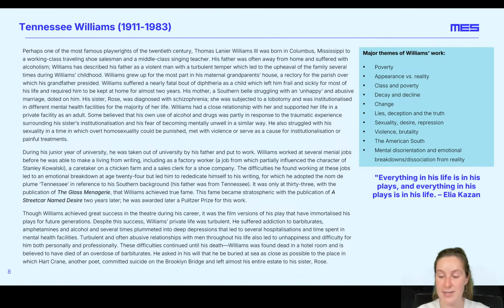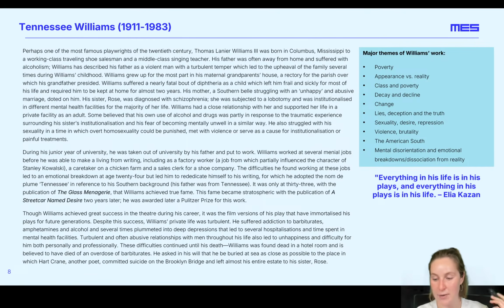Williams worked at several menial jobs before he was able to make a living from writing, including working as a factory worker, a job which partially influenced the character of Stanley Kowalski, who we'll soon meet, a caretaker on a chicken farm, and a sales clerk for a shoe company, actually the shoe company his father worked at.